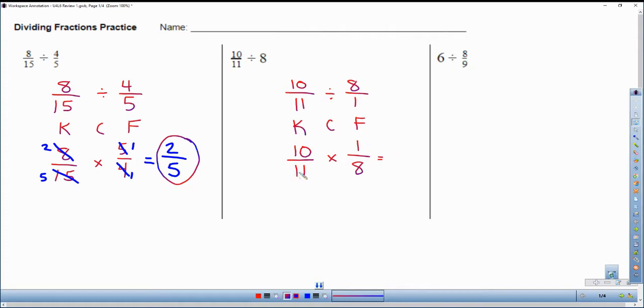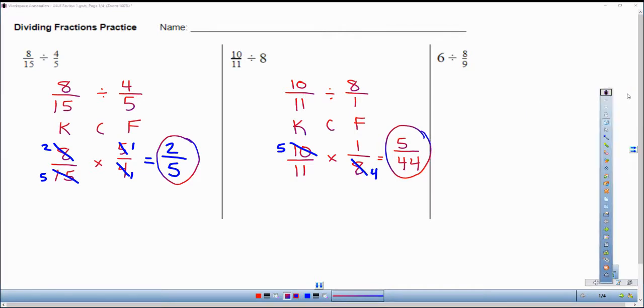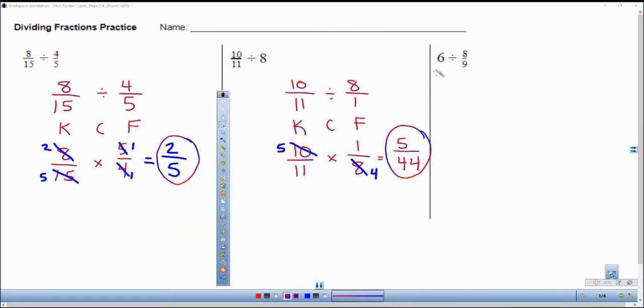We're looking diagonally. 11 and 1, nothing. 10 and 8, oh, we can divide those both by 2. 10 divided by 2 is 5. 8 divided by 2 is 4. And now we can multiply. 5 times 1 is 5. 4 times 11, 44. Nice. There's our answer.